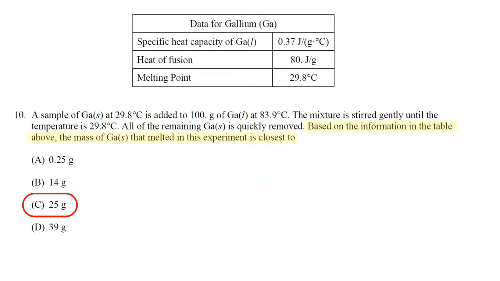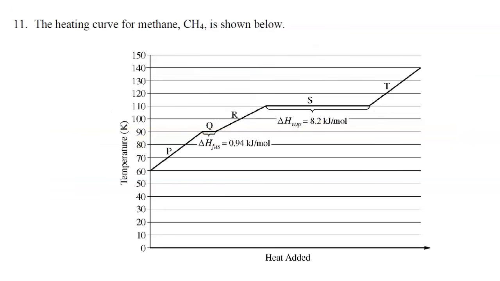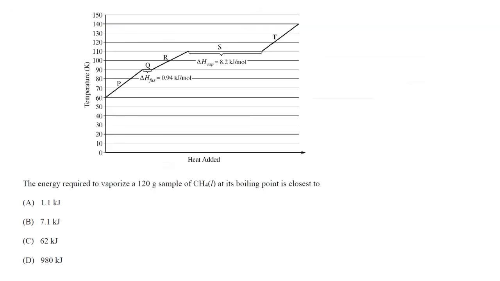Now let's take a look at question 11. In question 11, we are given a diagram which is the heating curve for methane, CH4. And it says the energy required to vaporize a 120 gram sample of liquid methane at its boiling point is closest to, and then we have 4 numerical choices.